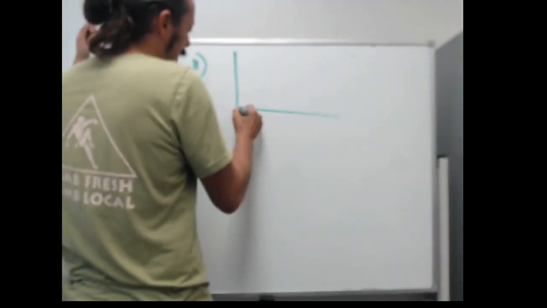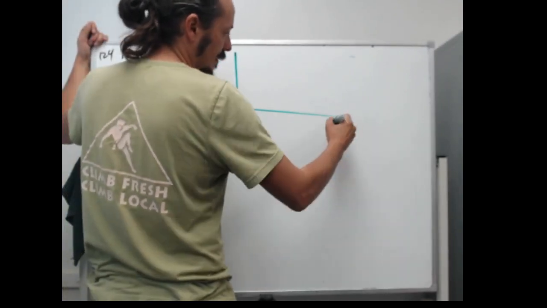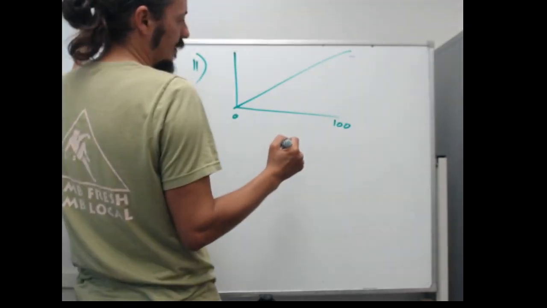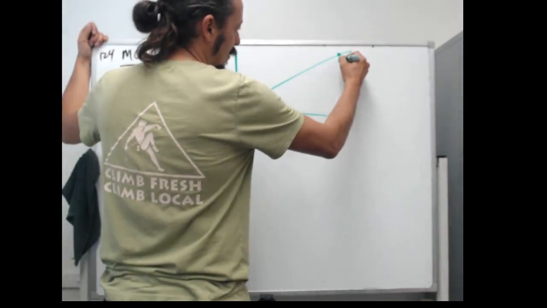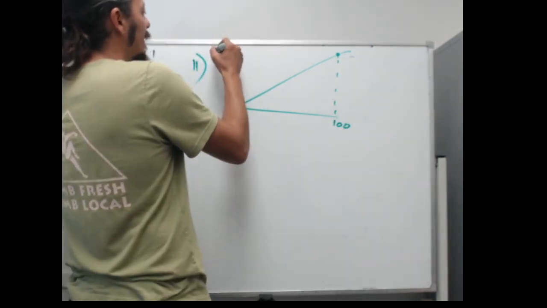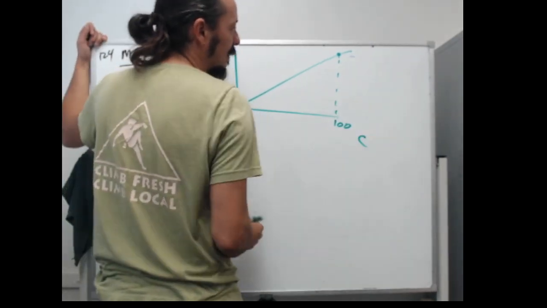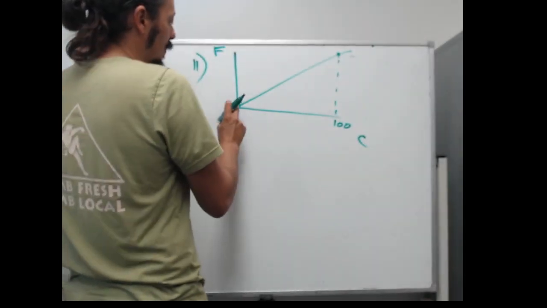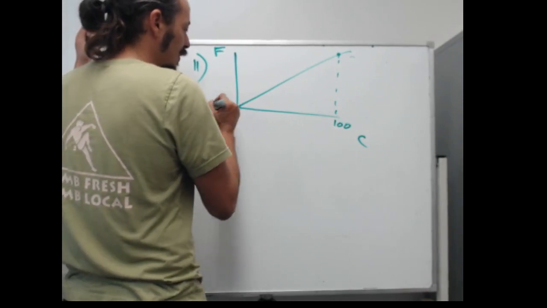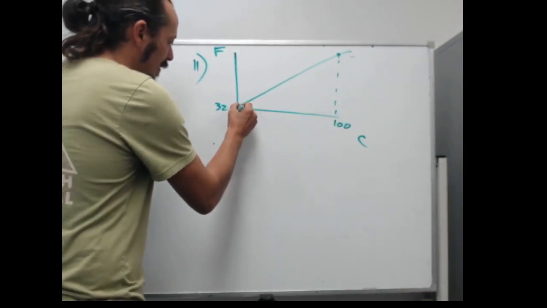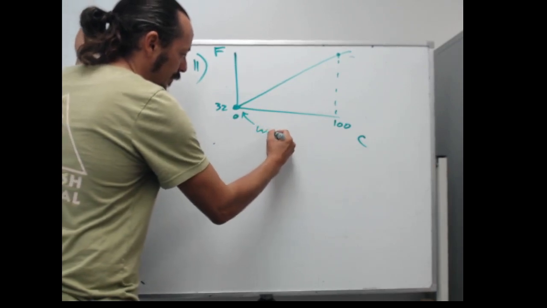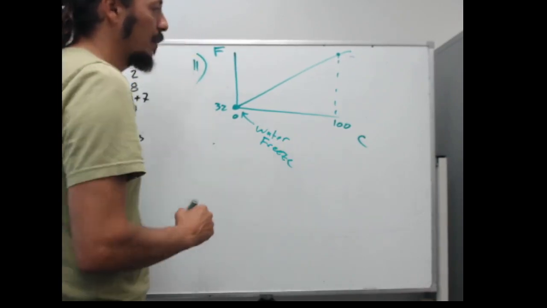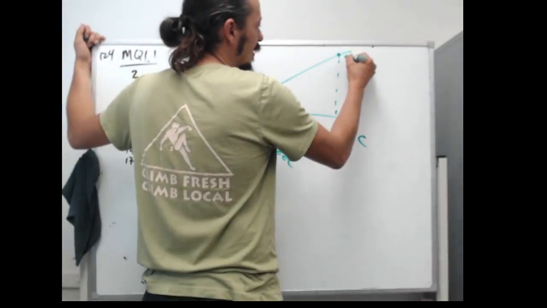Celsius crosses 0, and then at 100, it has some relationship, right? Now, we can relate this to the Fahrenheit scale. So if this is Celsius, we can relate this to the Fahrenheit scale. The Fahrenheit scale, when we're at 0 Celsius, is 32, right? So this point, that's where water freezes.